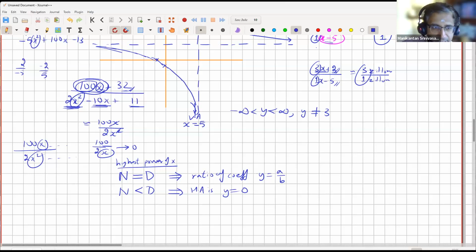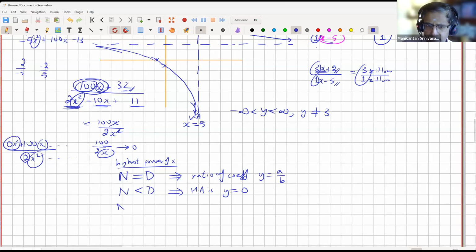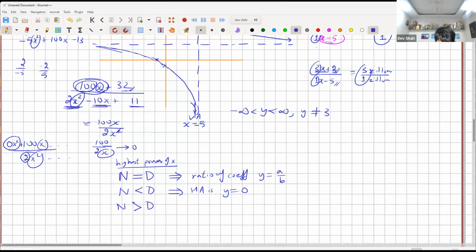In a way, you can imagine that this is 0x square plus 100x. And now you can say the highest coefficient is 0 in the numerator, and the highest coefficient is 2 in the denominator. Therefore, 0 by 2, which is 0. Does it make sense, Dave? Yes. Okay, now what you're asking is the numerator greater than denominator.